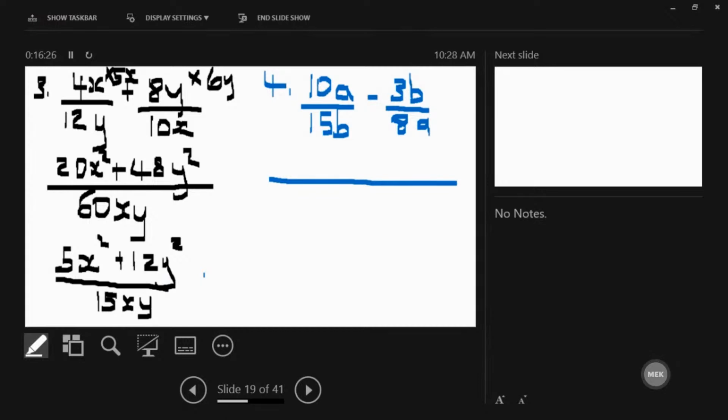Okay, so Chance is saying 120ab. John is saying 120ab, and that is correct. The LCM of 15 and 8 is 120. And we have to represent both variables, so we have to put the A and the B. So 15B into 120AB, the B's will cancel. 15 into 120 goes 8 times, so the 10A times 8A, since this B cancels that B. So 10A times 8A will be 80A squared.